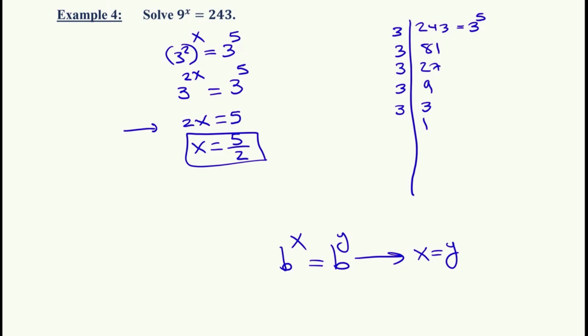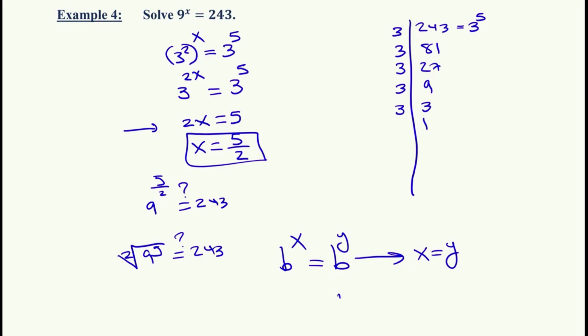Now it's easy to check the answers. You can just plug into the original equation 9 to the 5/2. See if that gives you 243. And of course that's going to be the fifth. Actually, the square root of 9 to the 5. You want to know if that's 243.